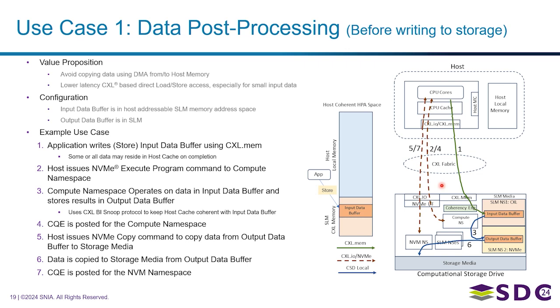So this command is designed to take the contents of our output data buffer, our subsystem local memory, and copy it over to the NVM namespace, which then writes it out to the storage media. So that's step 6. And so the data gets copied in that fashion. And then lastly, step 7, completion is sent to the NVM namespace to indicate completion, or is posted for the NVM namespace indicating completion of that command.